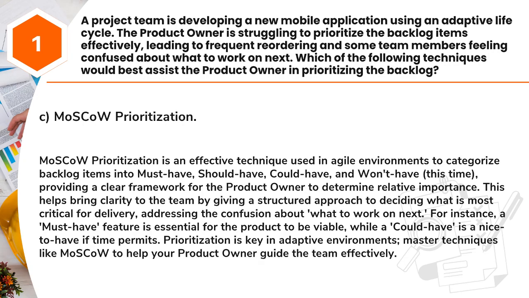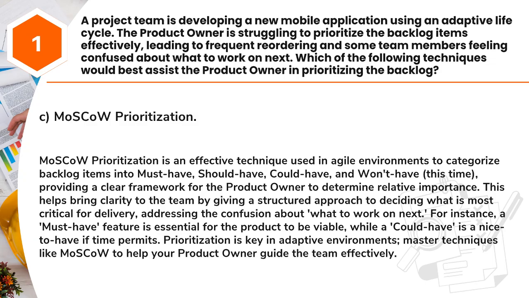Answer: C. MoSCoW Prioritization. MoSCoW prioritization is an effective technique used in Agile environments to categorize backlog items into must-have, should-have, could-have, and won't-have this time, providing a clear framework for the product owner to determine relative importance. This helps bring clarity to the team by giving a structured approach to deciding what is most critical for delivery, addressing the confusion about what to work on next.